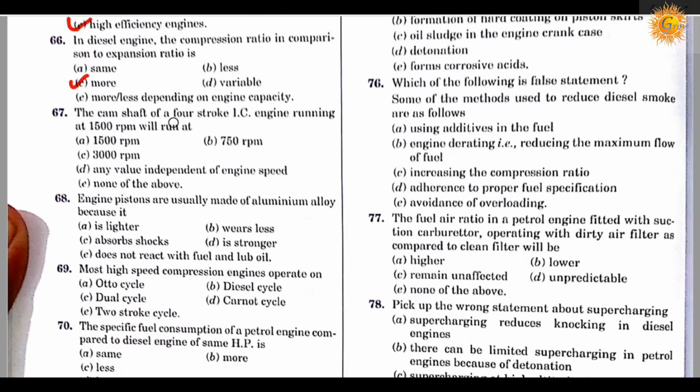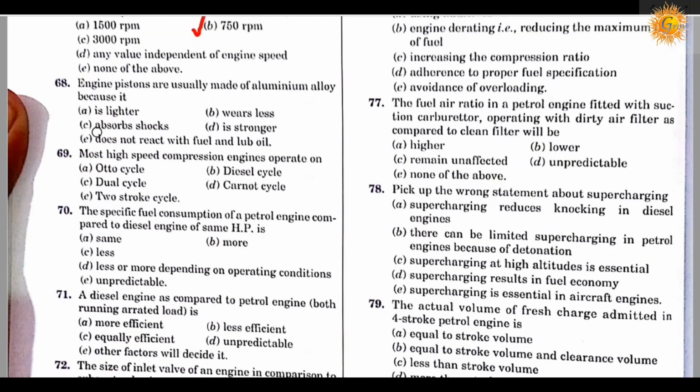Question number 67. The camshaft of a four-stroke IC engine running at 1500 rpm will run at: option A, 1500 rpm; option B, 750 rpm; option C, 3000 rpm; option D, any value independent of engine speed; option E, none of the above. Correct answer is B, because the camshaft of a four-stroke IC engine running at 1500 rpm will run at 750 rpm.